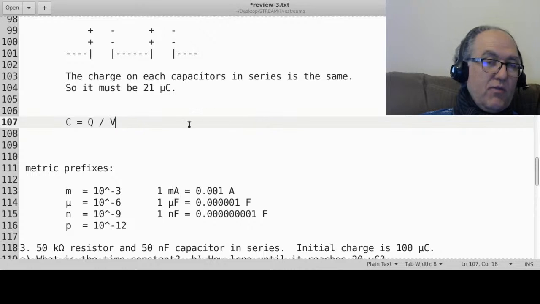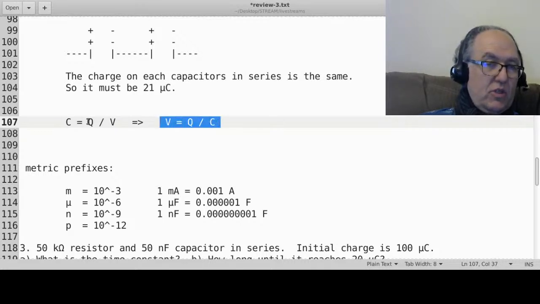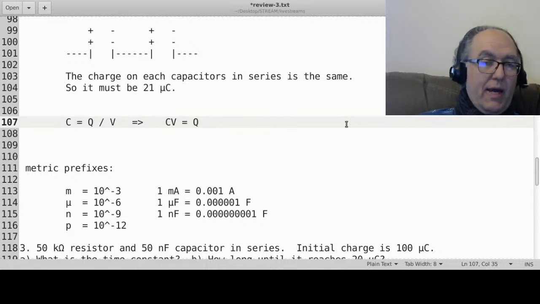So I could rearrange this formula: divide both sides by C, multiply both sides by V, so I'll get that V is equal to Q divided by C. This is just a rearrangement of that one. I guess I could do it in two steps. Take this and cross multiply by V, so we get CV is equal to Q, and then divide both sides by C, and you'll get that V is equal to Q divided by C.